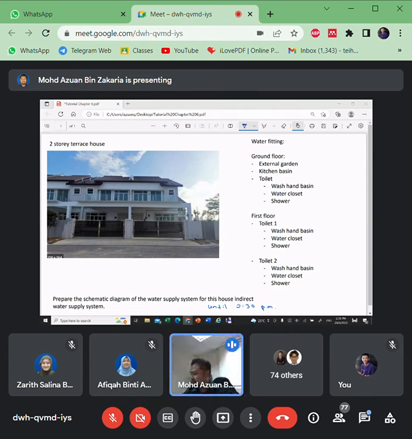Okay, macam mana? Dah settle? Ke perlukan masa lagi? Saya perlukan lukisan daripada anda. So kita compare lah respon daripada anda semua.